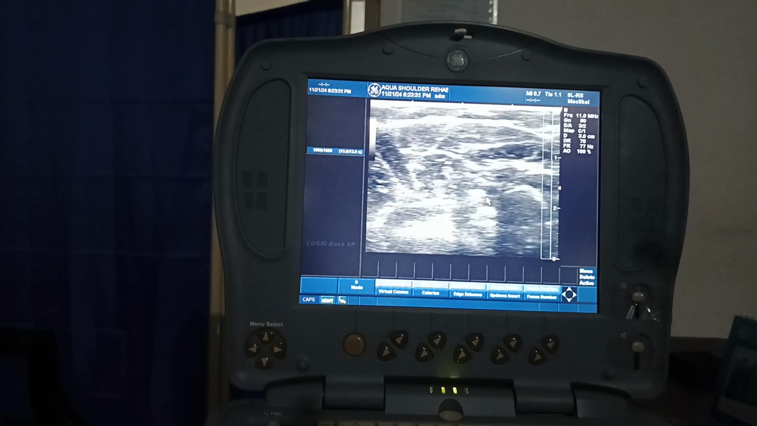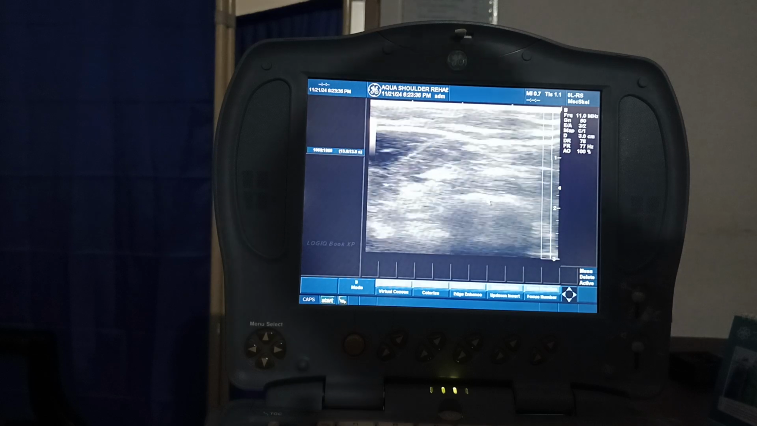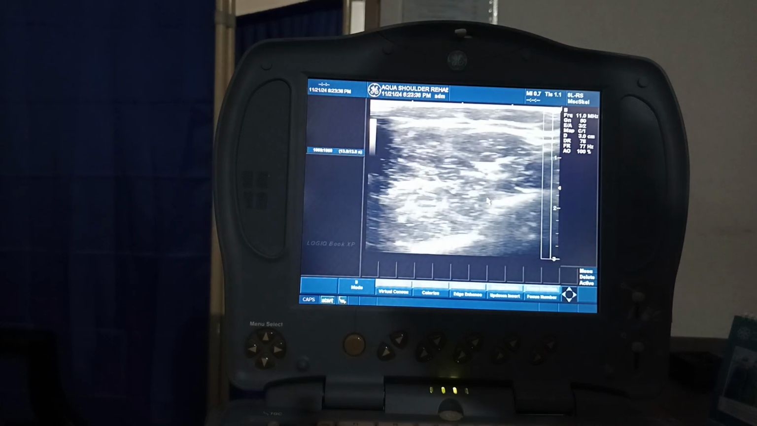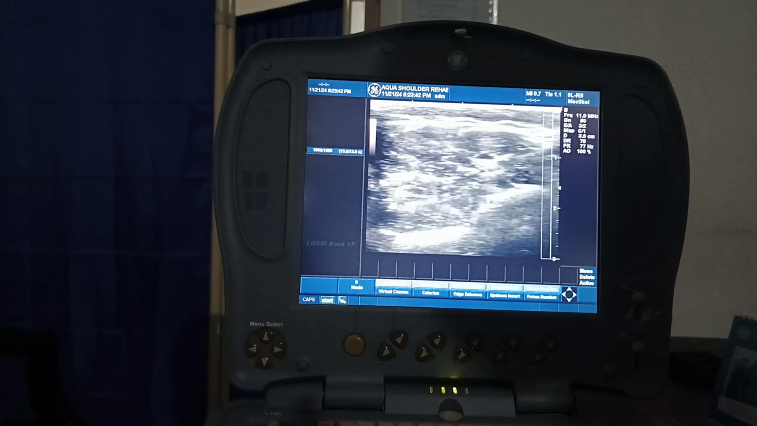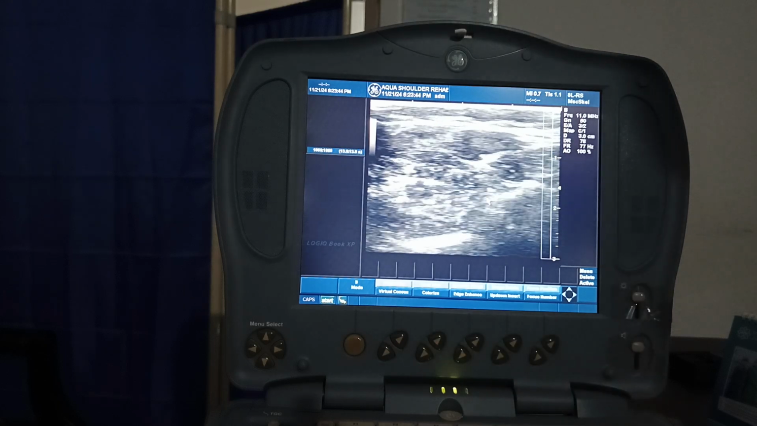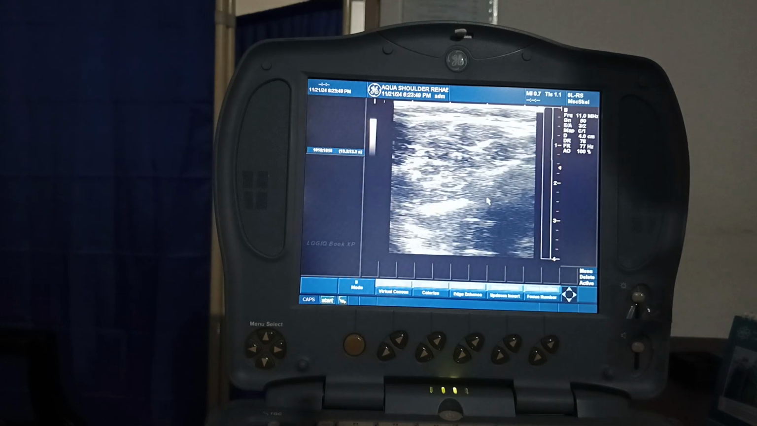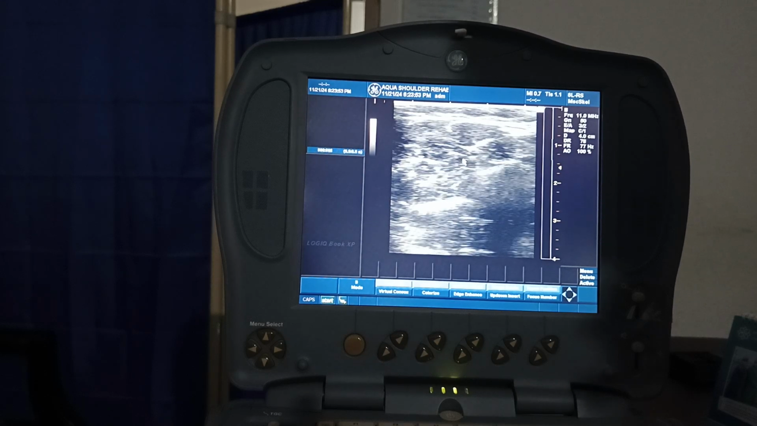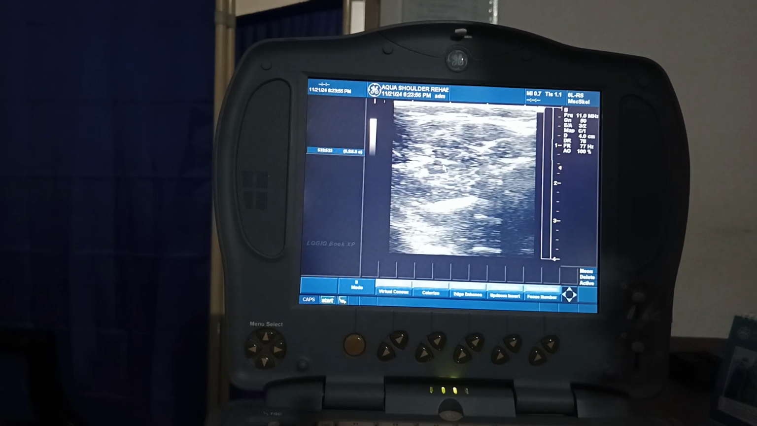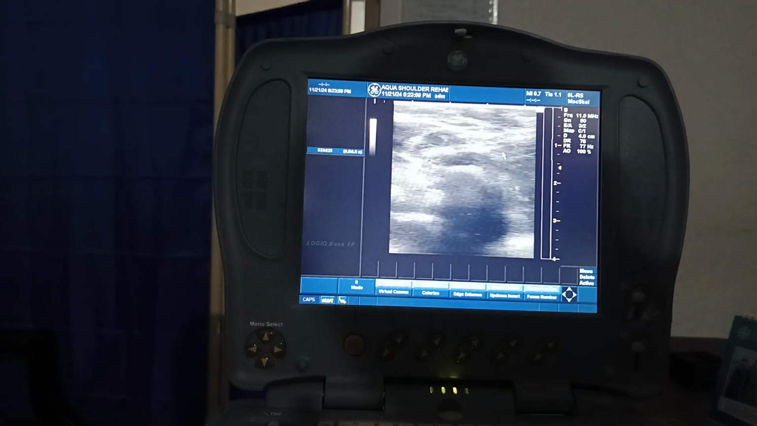Now, if we want to see what the appearance of a nerve is, let's try to find a nerve. We have found 2 nerves right now, and it is not very difficult, but it is a matter of practice. Over here, this is one of the nerves, and similarly this is one of the nerves. So 2 nerves, but let's try to go for the median nerve.